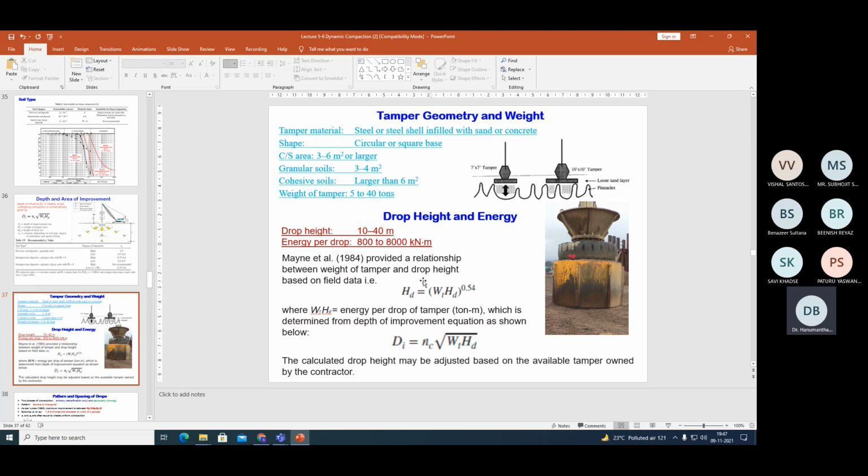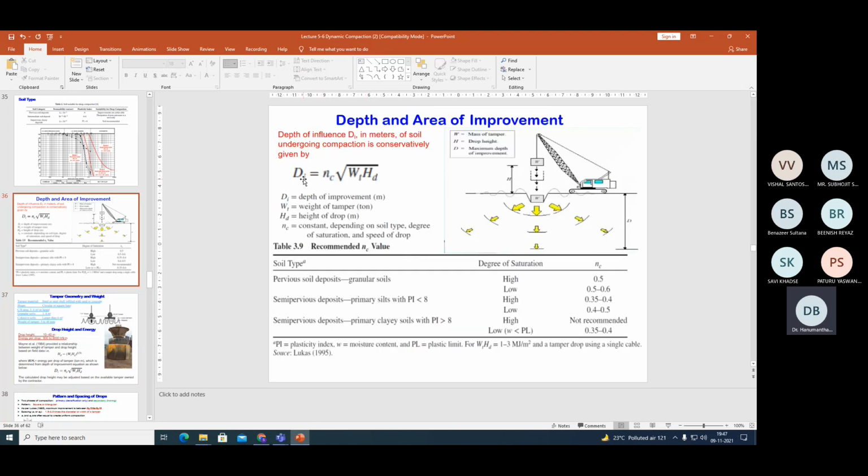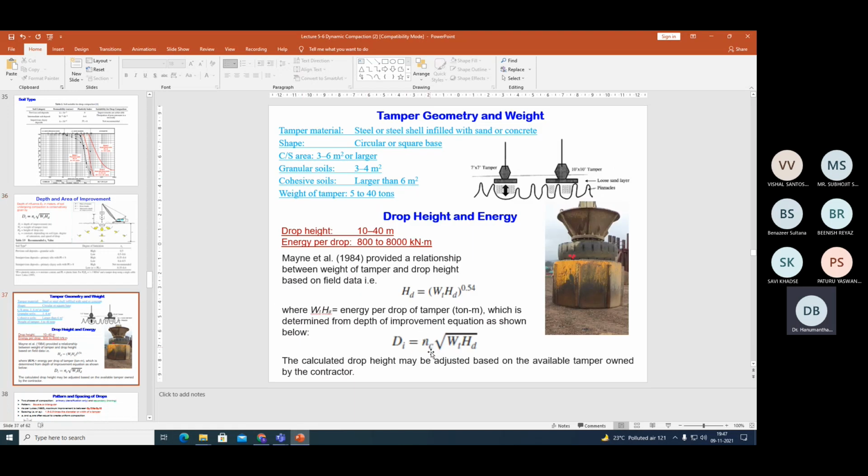So as per them, the equation to determine the drop height HD is approximately Wt into HD whole power 0.54. But you know the product of W into H is nothing but the energy for the drop of the hammer, which is determined from the depth of improvement equation, as shown in the previous slide. So Wt into HD is nothing but your depth of improvement: dA is equal to n C into square root of Wt into HD.